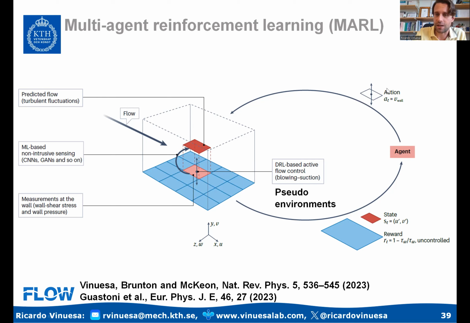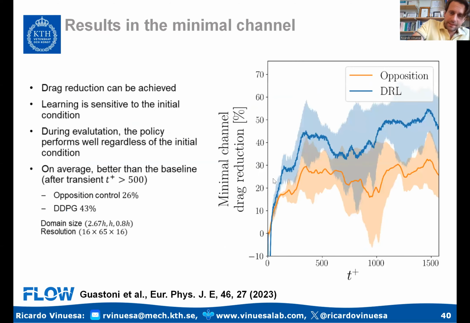And of course, the actions are going to be the wall normal velocity that we want to impose at the wall through blowing and suction. Okay. Some results in the minimal channel, we get 43% drag reduction with reinforcement learning, whereas only 26% with opposition control. So we actually outperform significantly the opposition control.